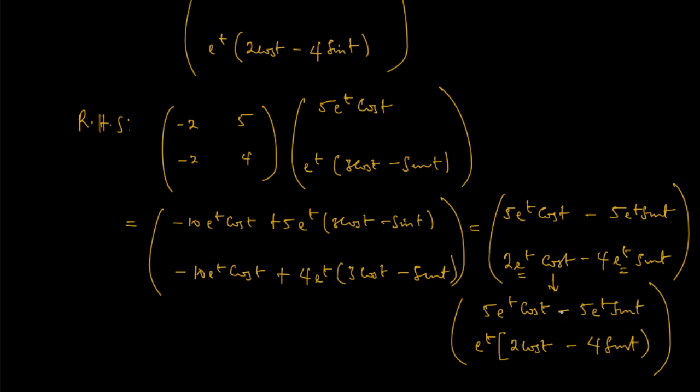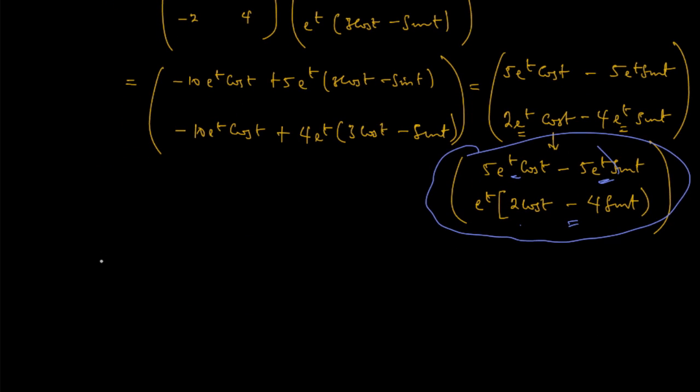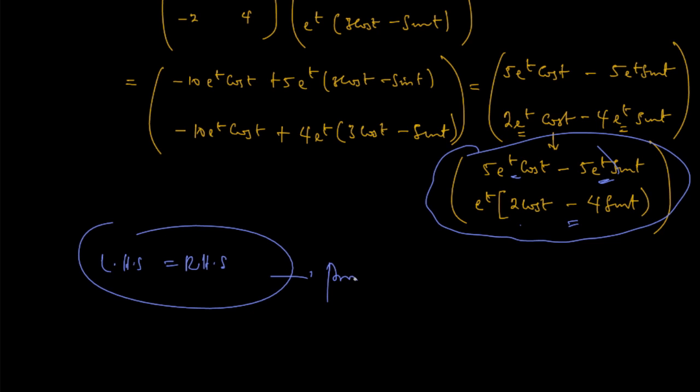Now what you observe is what we have here for our right hand side, if you compare it with what we have here for the left hand side, you'd observe they are the same thing. This is 5e^t cos t, the same thing here. 5e^t, -5e^t sin t is the same thing here, and then this is the same thing as this. So we have been able to show that the left hand side equals the right hand side, and then it's proved. We have proved it, and that completes the problem.